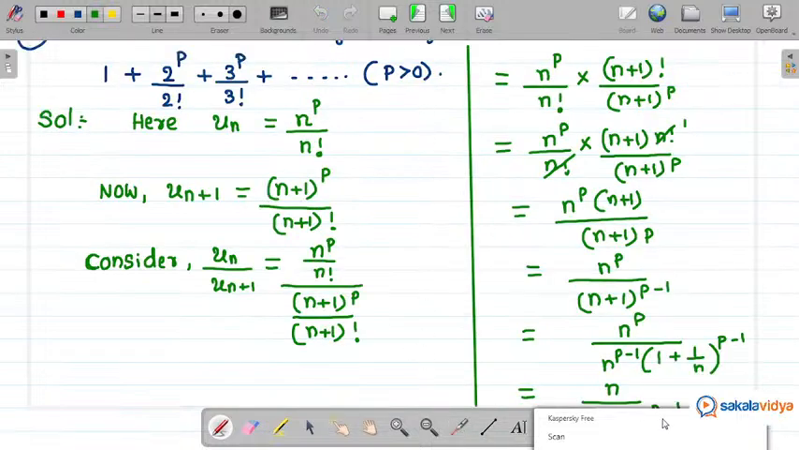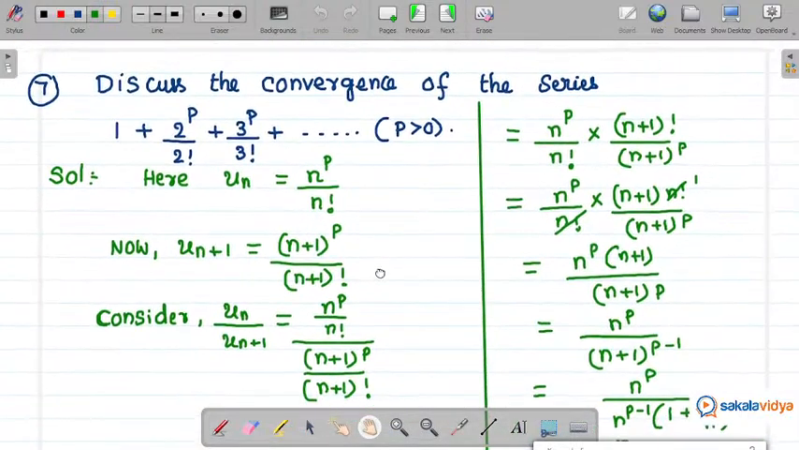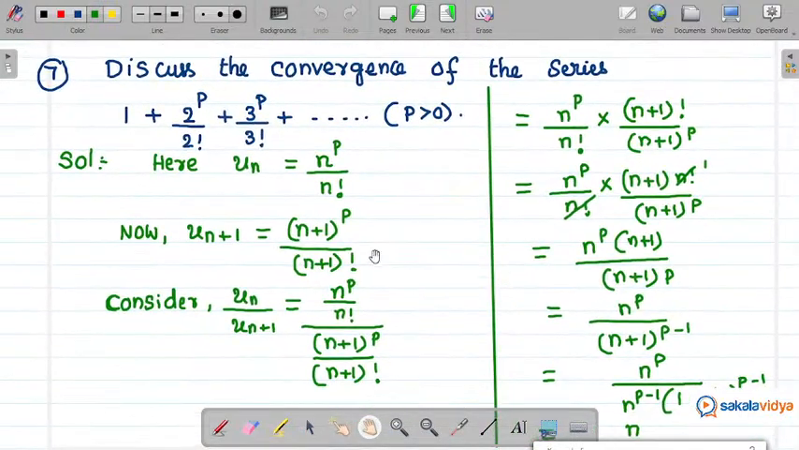Let us go to the question once again. See, the question will be given like this in the examination. Discuss the convergence of the series 1 plus 2 to the power of p by 2 factorial plus 3 to the power of p by 3 factorial plus so on, where p greater than 0. p is positive itself only.